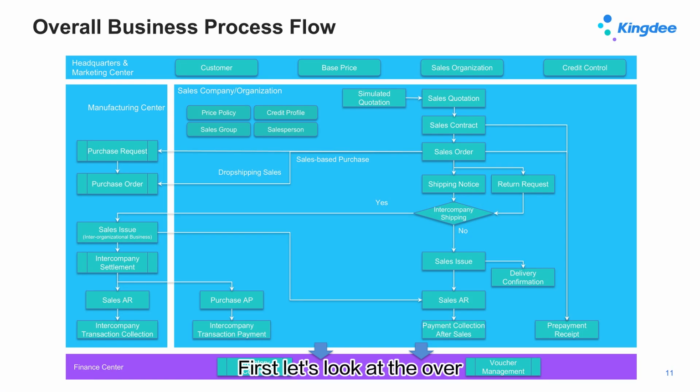First, let's look at the overall process of sales management. It mainly includes quotation, contract, order, shipping notice, sales issue, and delivery confirmation, and covers the full process of sales up to accounts receivable receipt. You can initiate prepayment business from a sales order. You can create return requests from a sales order. Sales return business can be directly initiated from the associated sales issue.